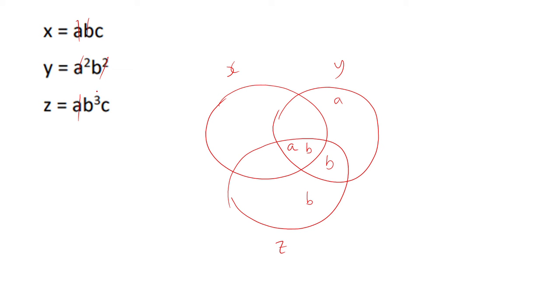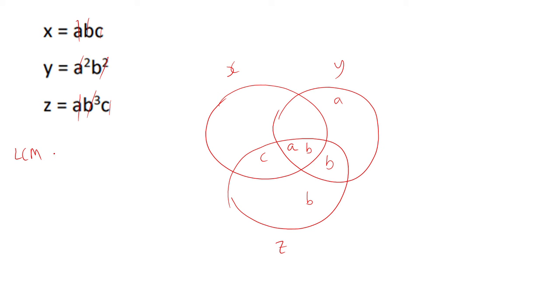So we're done with the b's, and then finally c. They don't all share a c because there's no c's in Y. X and Z share a c, so we'll put a c in the intersection of X and Z. So that's the Venn diagram done. To work out the LCM of these three, we'll multiply everything we see in the Venn diagram.